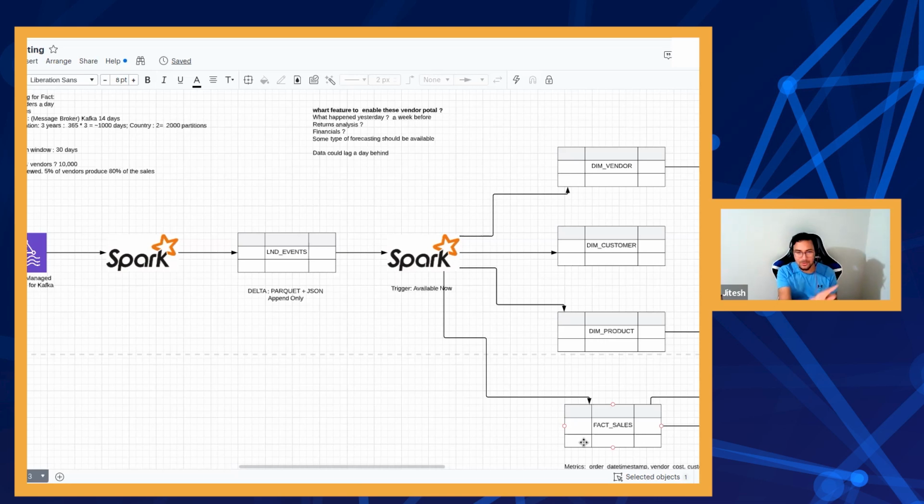I just want to say, to handle refunds, essentially it will happen as a new event, and that event will go update the fact sales table. And since it's a new event, Spark Streaming would pick it up and update the table. That's all I wanted to say.